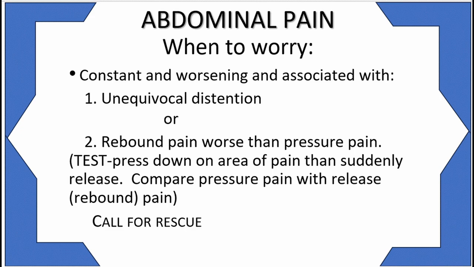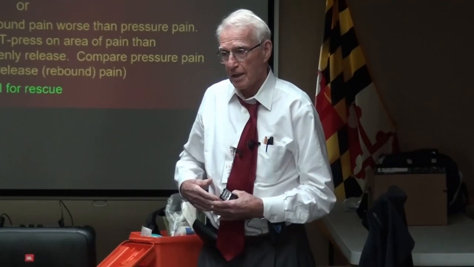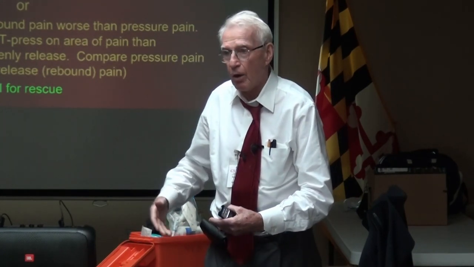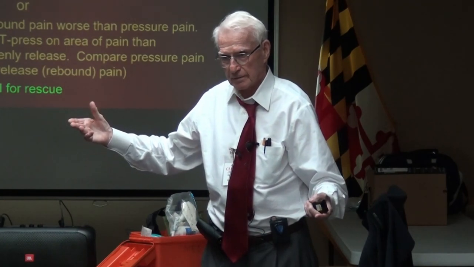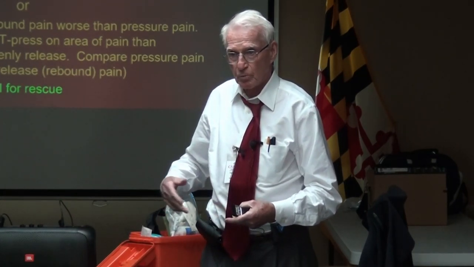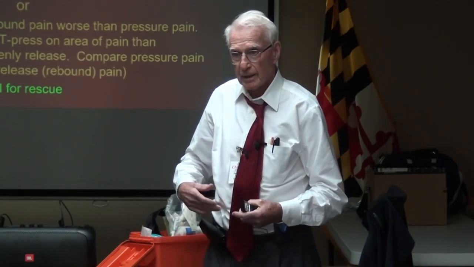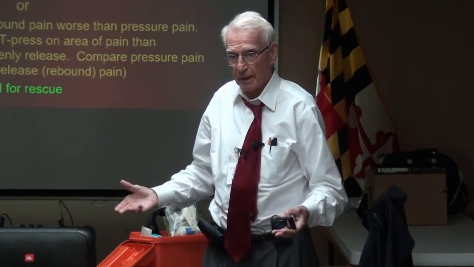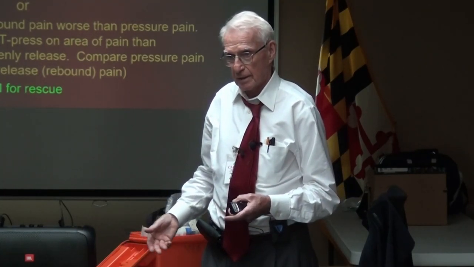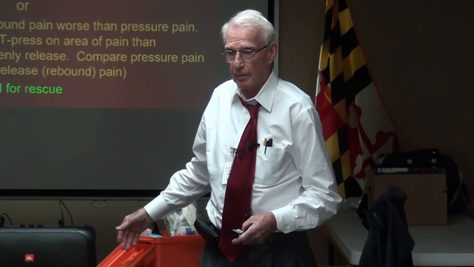And the classic sign of that is called rebound tenderness. You push on the area of pain, yes, it hurts, but when you let go, they go through the ceiling with pain. So if the let-go pain is much worse than the pressure pain, they've got a perforated appendix or a perforated colon or a perforated gallbladder. So that's one to worry about, abdominal pain.